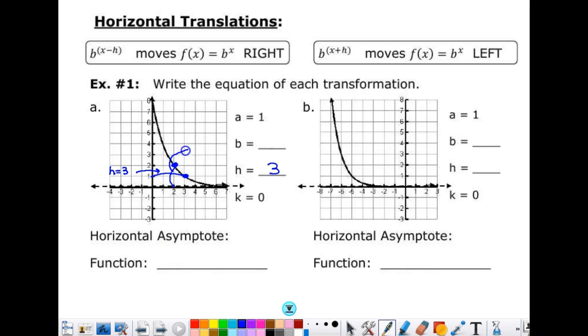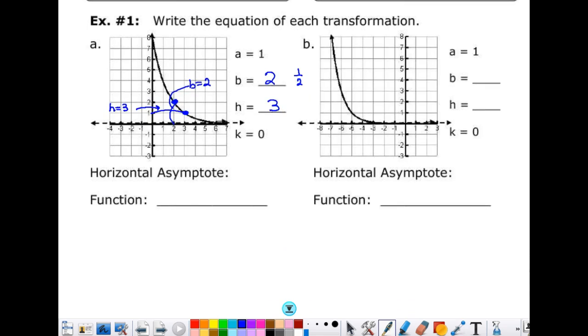Well, our B is still 2. But if you want to write yourself a little note out here to use 1 over 2, that's fine. But your B is still technically 2. On my papers, I even kind of have it like this. In the blank, I'll put a 2. But I write myself a little note out here. Hey, remember to use 1 over 2. And then our K is 0. We didn't move it up or down. So our horizontal asymptote is 0.